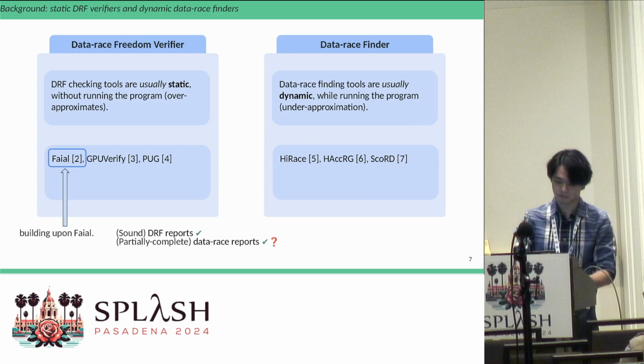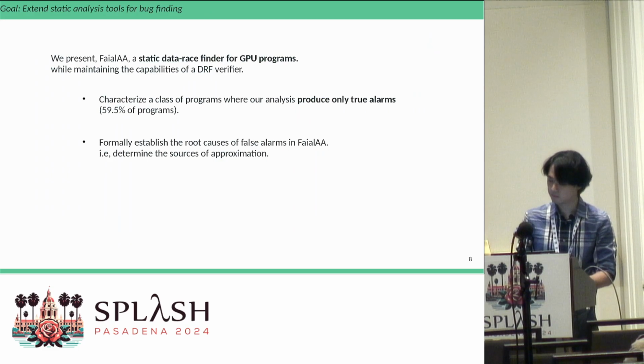So we want to build upon our previous tool, Faial, to keep the sound data race free reports while tackling the incomplete data race reports to be partially complete. So in this paper, we present Faial-AA, which is a static data race finder for GPU programs, while also maintaining the capabilities as a sound data race free verifier. We characterize a class of programs where our analysis only produces true alarms. We find that to be around 60% of programs. We formally established the root causes of false alarms in Faial-AA, to determine the sources of approximation.